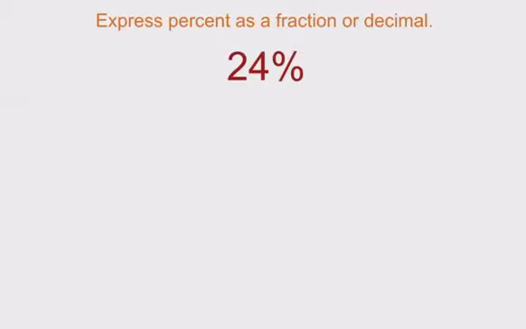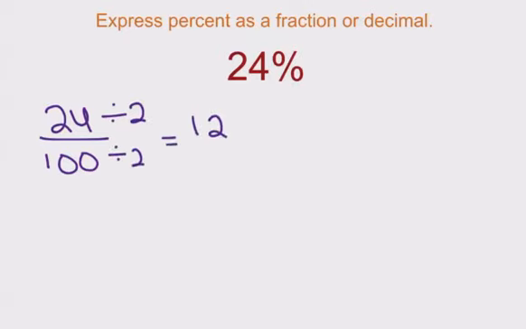Now we're going to express percents as fractions and as decimals. So first we're going to do 24% as a fraction. Percents are always out of 100, so we'll write 24 over 100. And then we need to simplify our fraction. So we can divide 24 and 100 by 2, and we get 12 over 50.